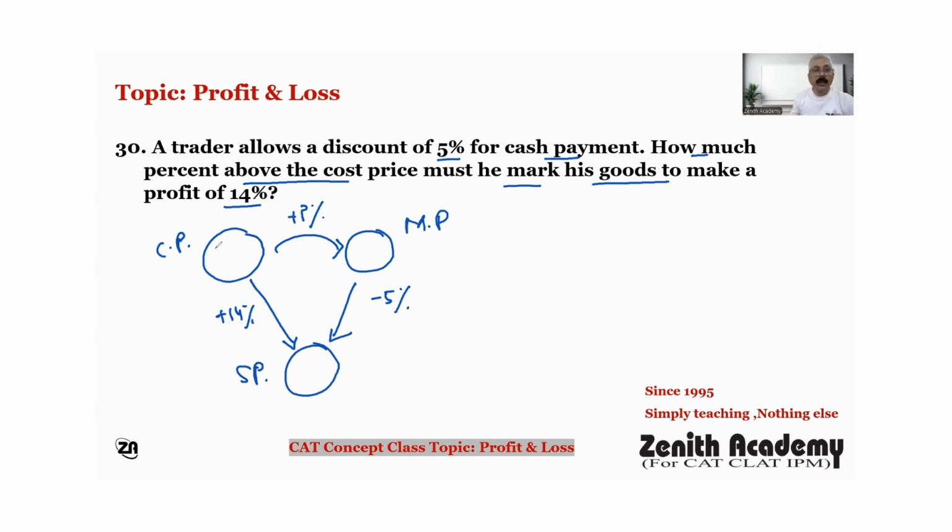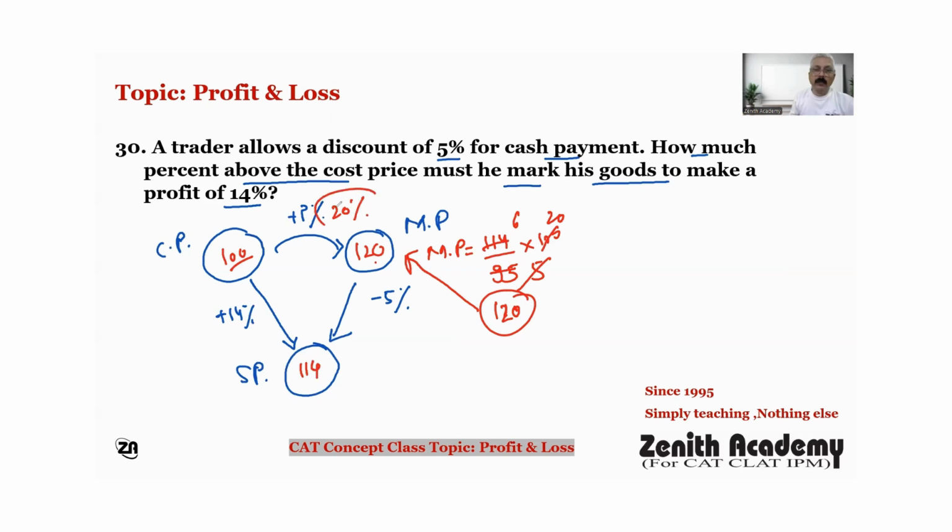So look here. If I take this 100, then with 14% profit, selling price must be 114. The mark price has a 5% discount, so 114 is 95% of the mark price. So what is 100%? 19 times 6 is 114, 19 times 5 is 95, and this is 20. So mark price is 120. So 100 is marked as 120. Answer is 20% above the cost price.